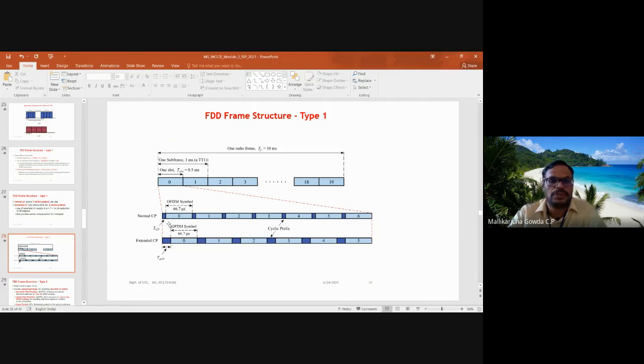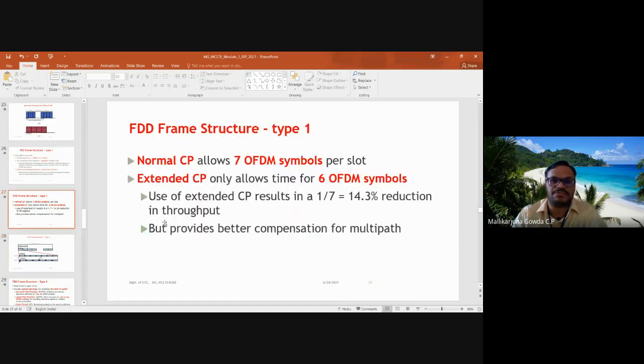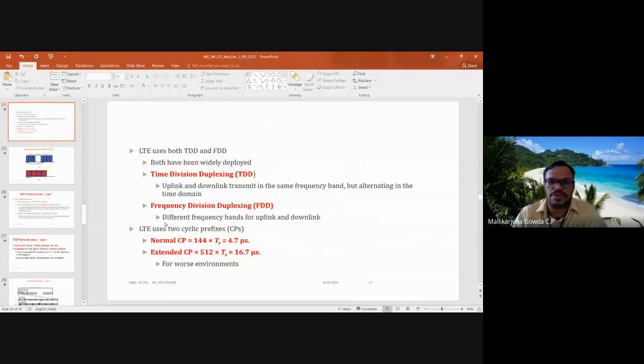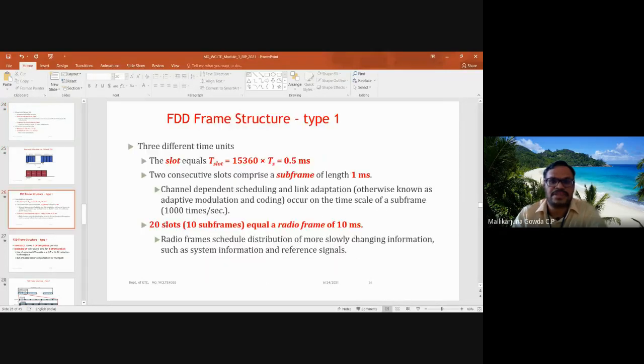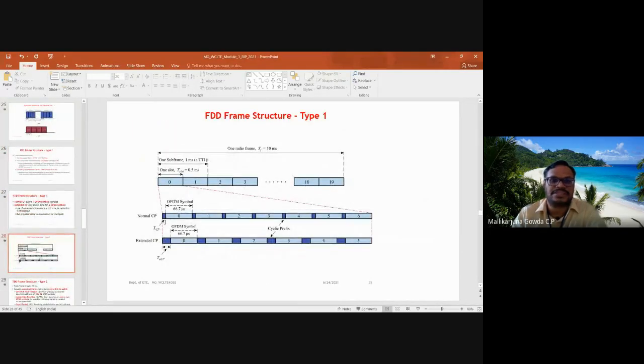Just have a look. This is the duration of the cyclic prefix, right? And as I said, the OFDM symbol duration will be 66.7 microseconds, plus the normal cyclic prefix duration, which I said is 4.7 microseconds. If we add that, 66.7 plus 4.7, it will be around 71 microseconds total. But to say, the OFDM symbol duration will be 66.7 microseconds.